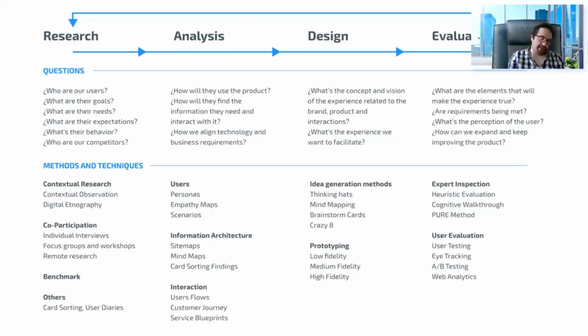And you can perform many other techniques like card sorting, user diaries. We're going to take a look at some of these in a bit with the examples, and hopefully that makes more sense. But those are methods and techniques you perform in research, which is, in my opinion, the most important phase of all.